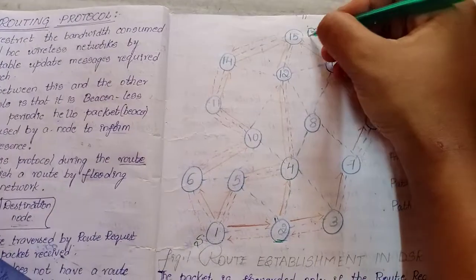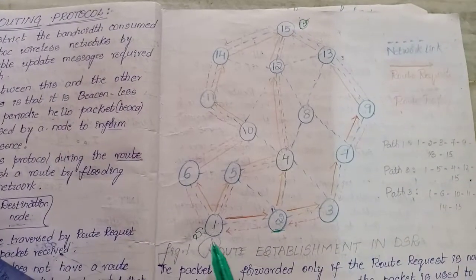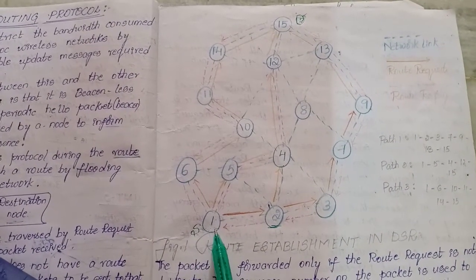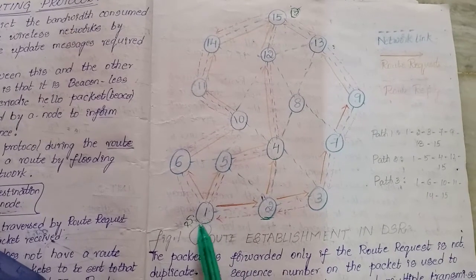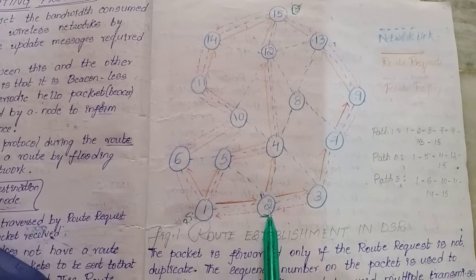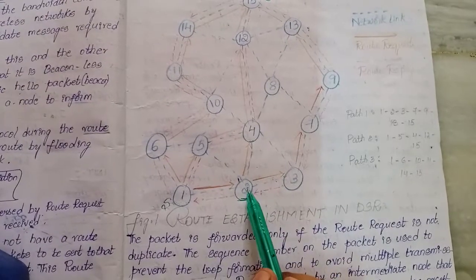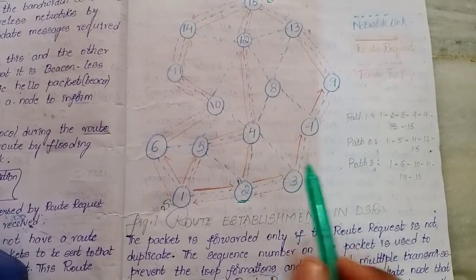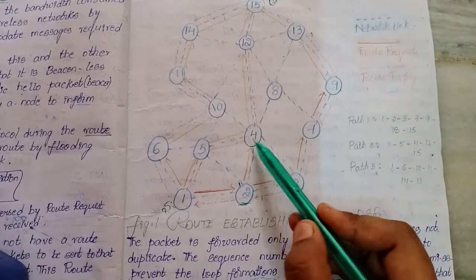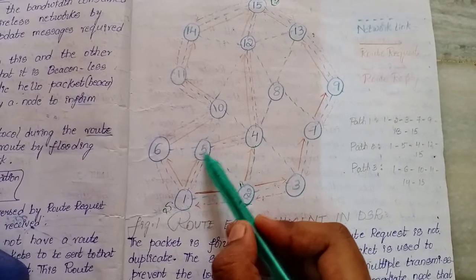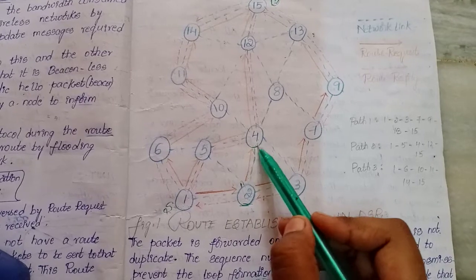Destination node. See, source node 1 sends the route request packets to its neighboring nodes, that is 2, 5, 6. And this second node sends a route request packet to node 4. And even this node 5 sends a route request packet to 4, right?